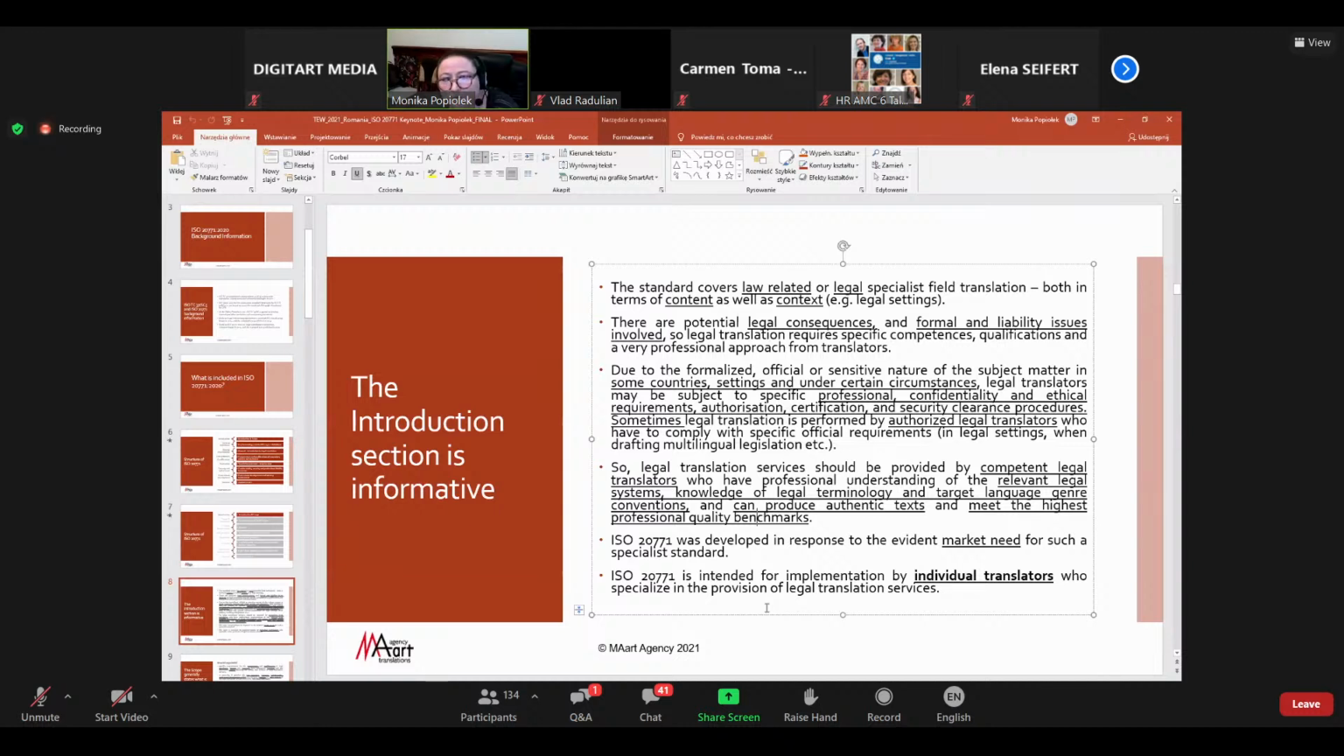And this is crucial, because I've already had a lot of questions about translation companies certifying against the standard. Well, if we are strictly within the boundaries of what this standard does, then it's impossible. You have to be actually an individual translator.